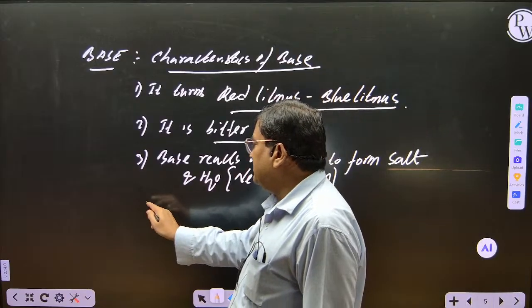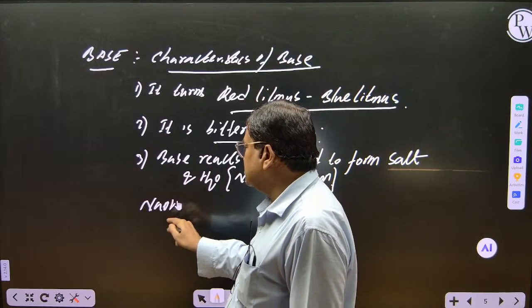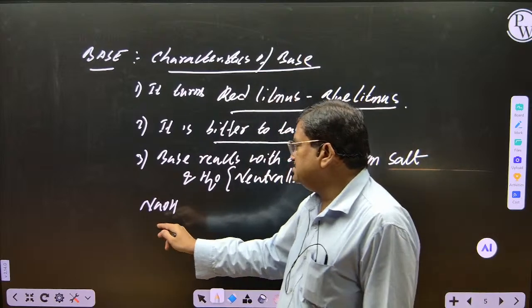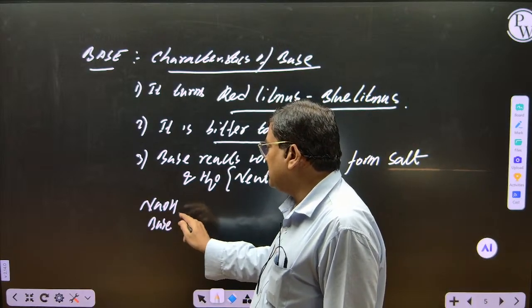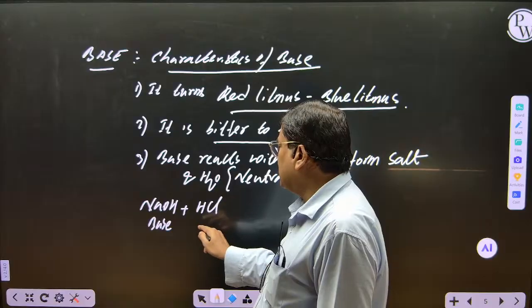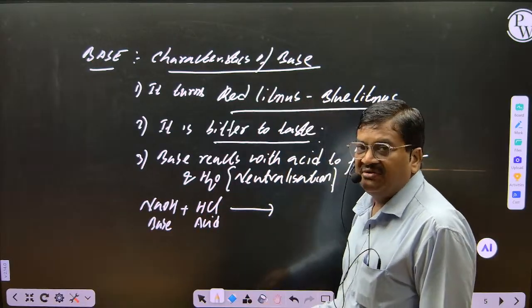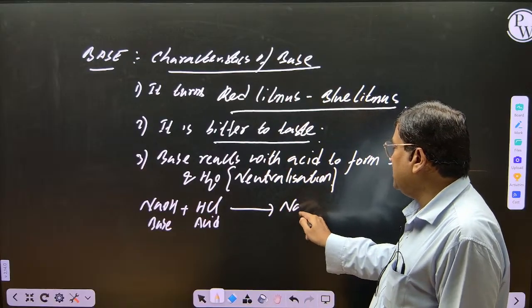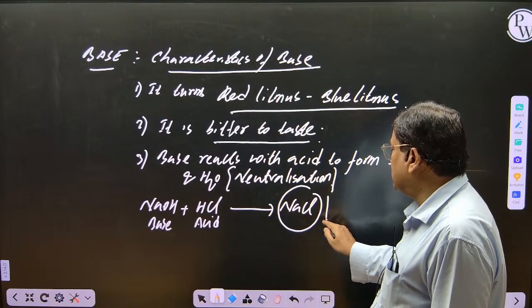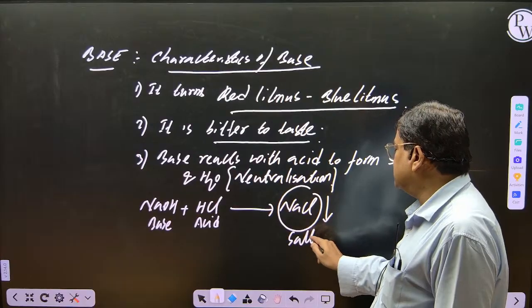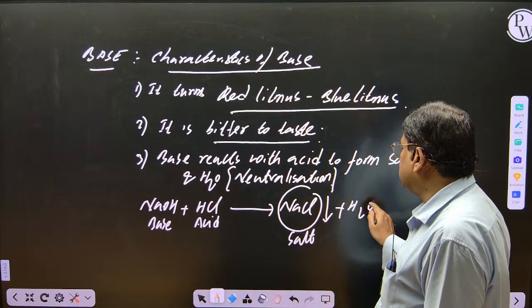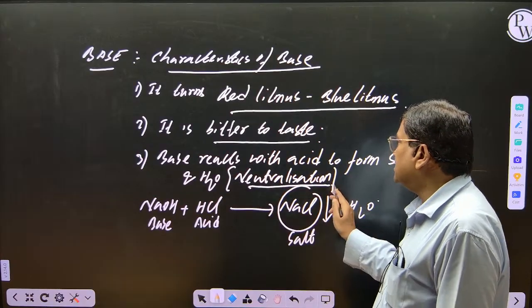So for example, I am taking caustic soda. Caustic soda is what? Base. This is base, same as the previous one I am writing. But now I am reacting it with HCl. HCl is what, student? Acid. So simply, it will form salt. What is that salt? Previously what we wrote? NaCl is the salt, plus water. And this process we are calling neutralization.